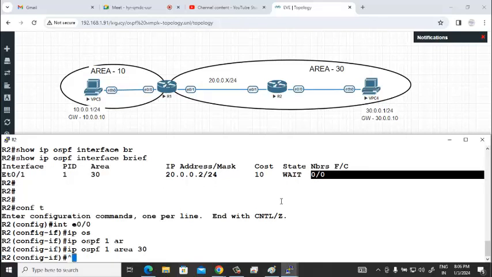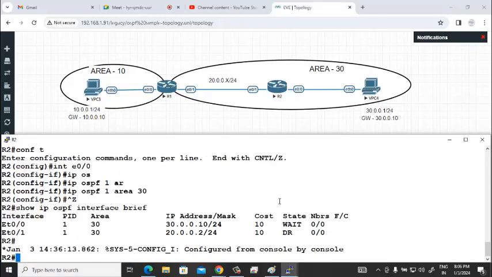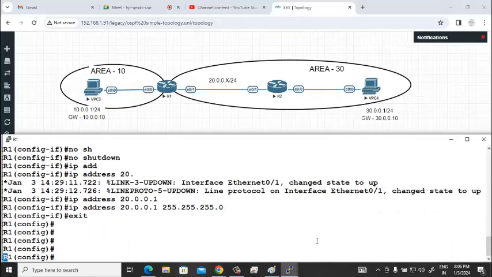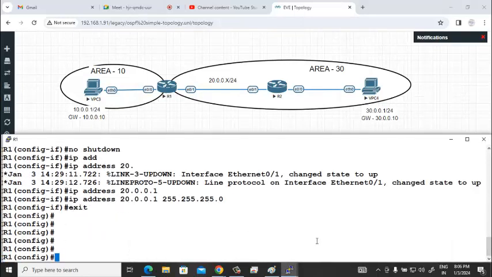Okay. Now let us go to router 1. I'm going to use the newer method, but before that I would like to add a loopback. The first method is under the router mode. The second method is the interface method, under interface mode.